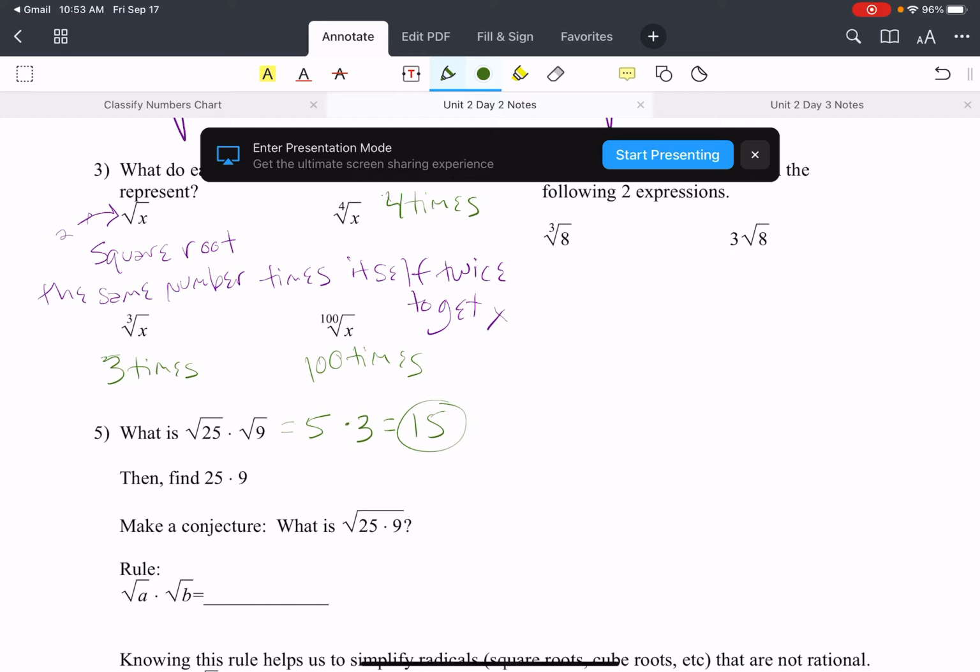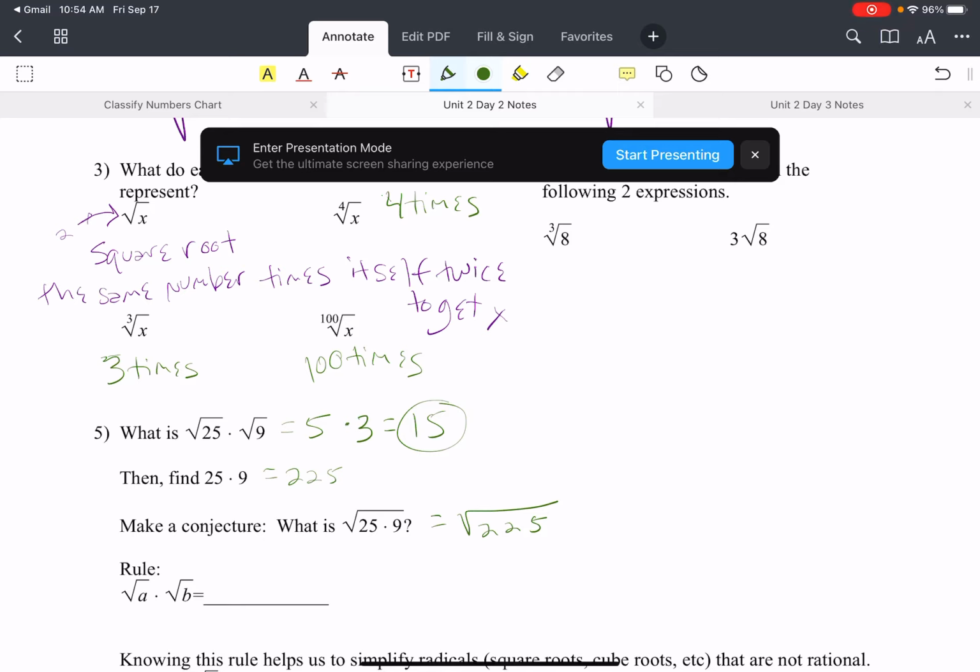Okay. Now there's another way to do these types of problems too. Okay, can you guys do 25 times 9 for me? What's 25 times 9? Okay, good. So another way to think about this exact same question is to multiply them together under one root.